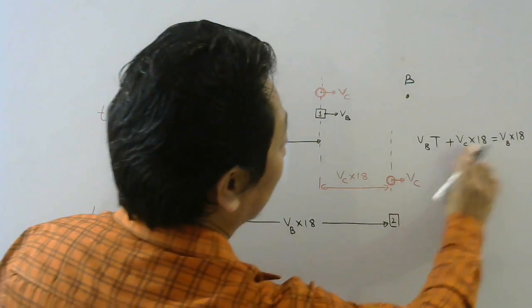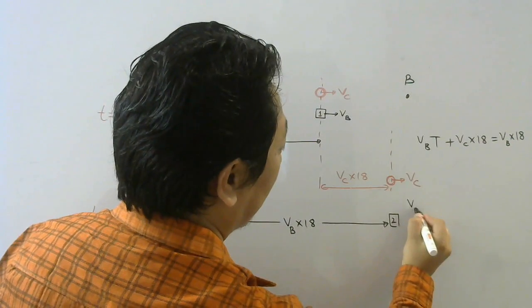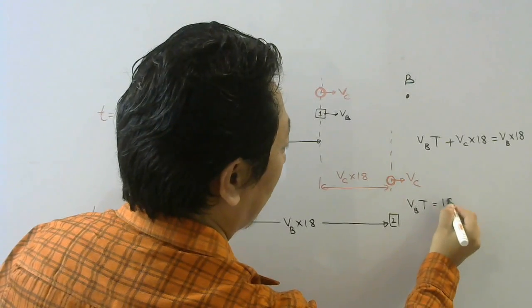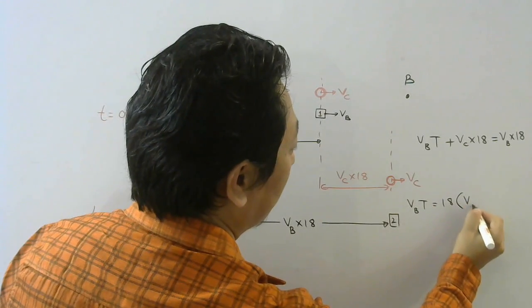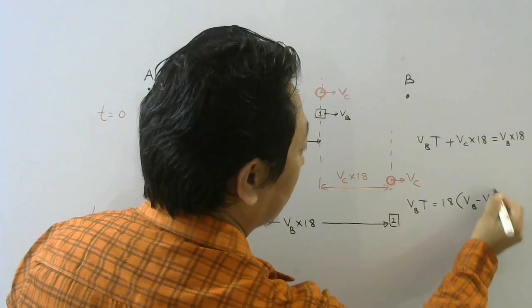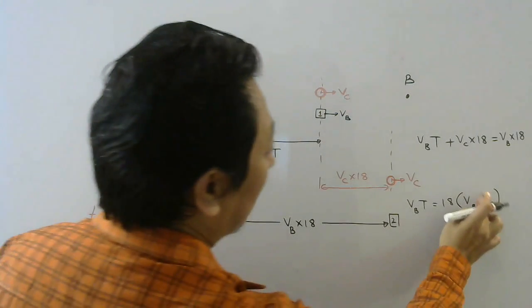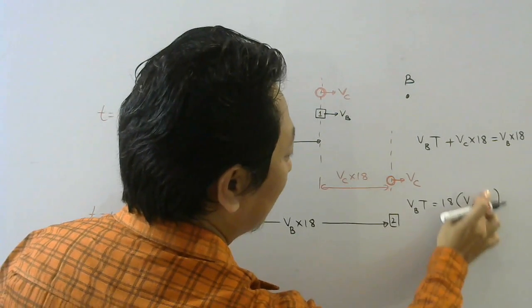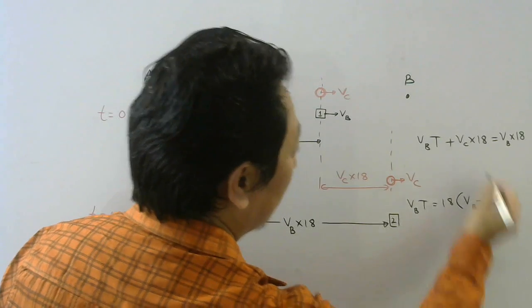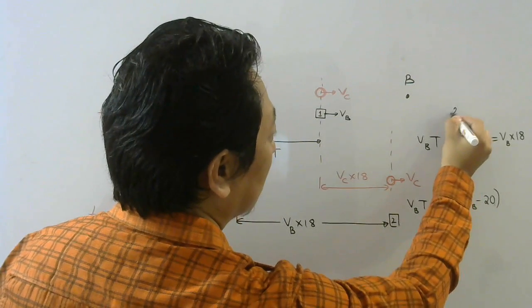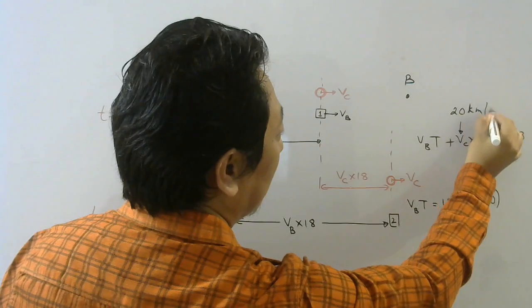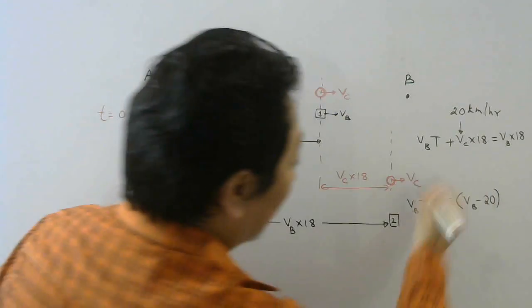Now, if I take this one this side, I can take 18 common, and then I will get VB minus VC. And what was the speed of the cyclist? 20. So I can substitute here 20 kilometer per hour, right? So this speed of the cyclist was given 20 kilometer per hour. Let us call this equation 1.